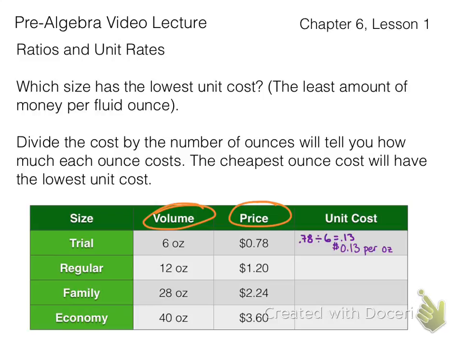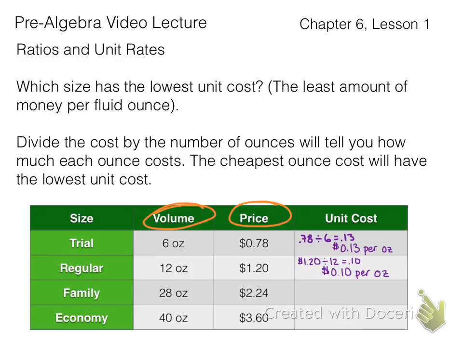0.78, which is 78 cents, divided by 6 ounces, which is 13 cents per ounce. So for every ounce, you'd be paying 13 cents. You guys understand that each ounce in this trial size container would be the equivalent of 13 cents if you were to buy it by the ounce. Whereas the regular size, which is $1.20 per bottle and has 12 ounces in it, we're going to take the $1.20 and divide by 12, and it's 10 cents per ounce. So this is noticeably different.